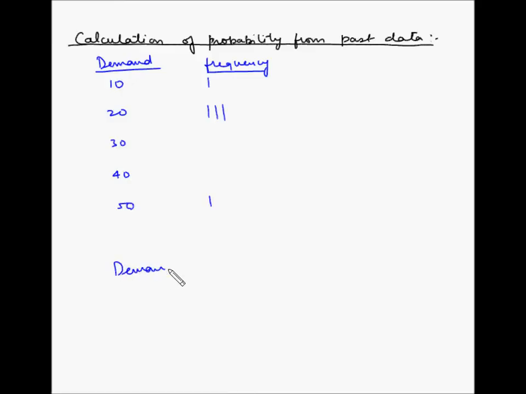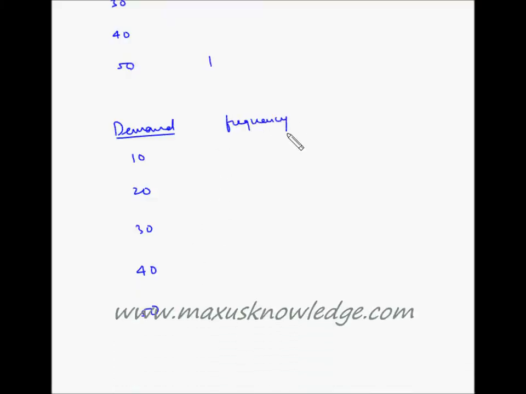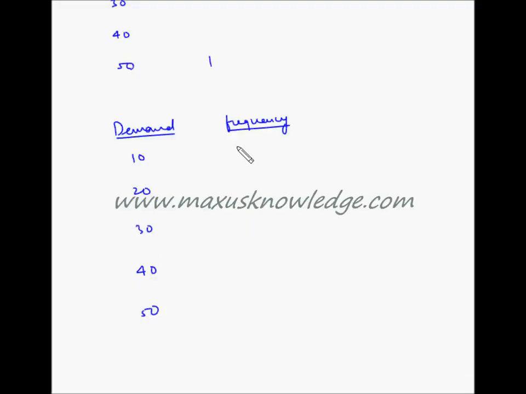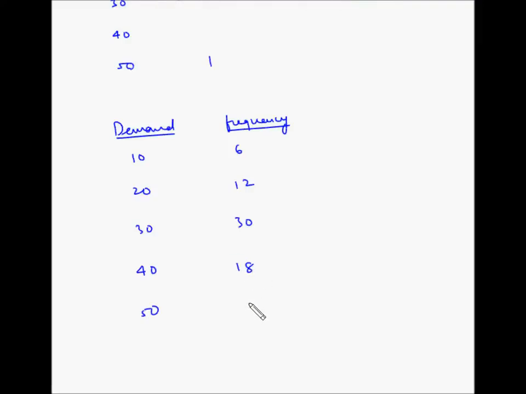So demand sizes are 10, 20, 30, 40 and 50, and frequency is 6, 12, 30, 18 and 9. So what this means is that a demand of 10 occurred 6 times out of a total of 75.